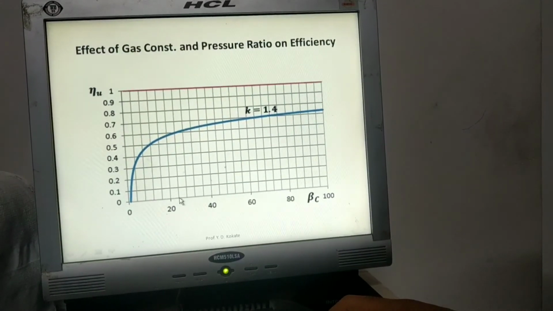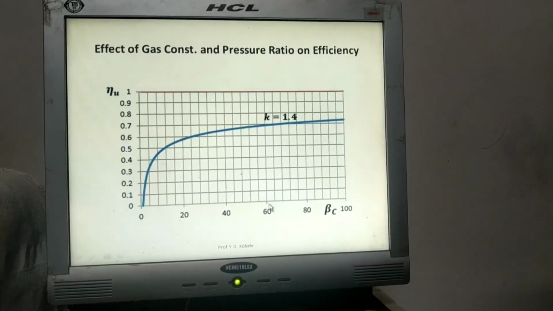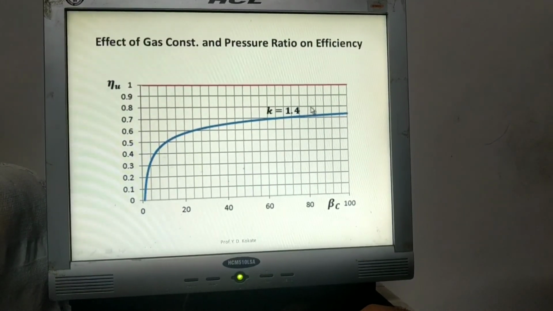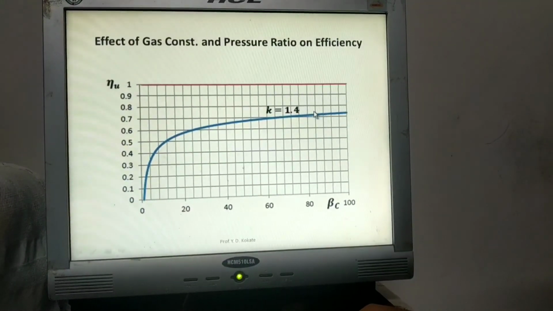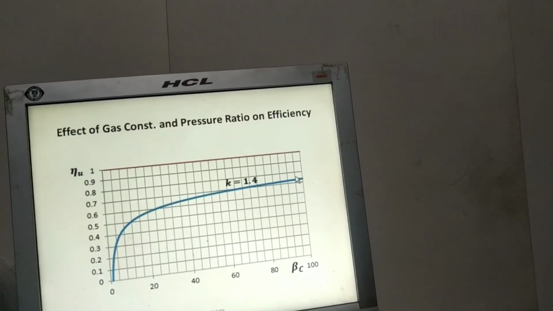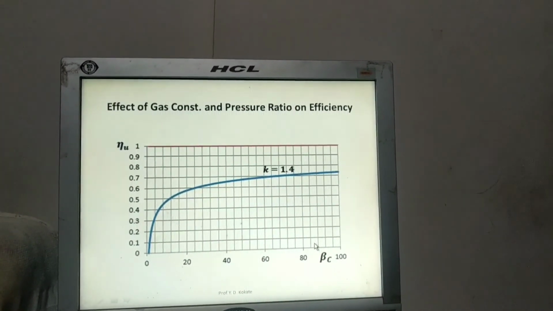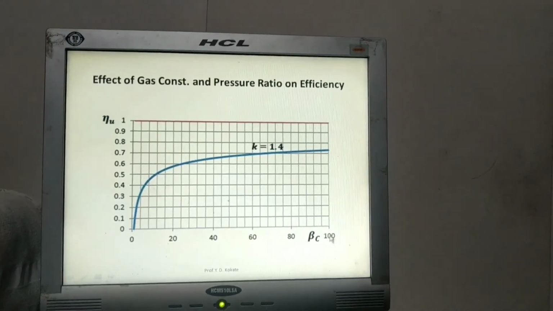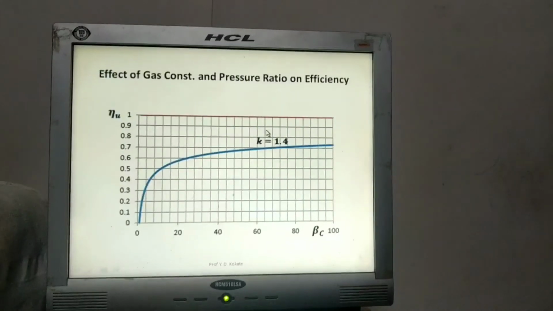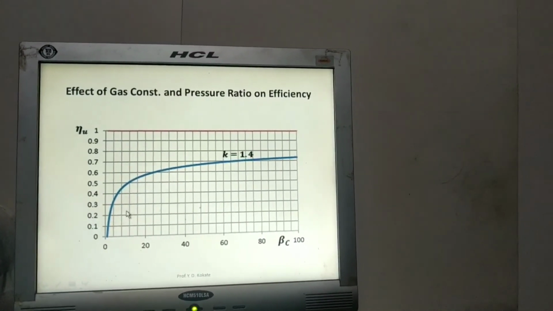So first of all, as we increase the pressure ratio, the efficiency increases drastically, and after that if I keep increasing the pressure ratio, it still increases, but the rate of increment decreases. So up to 70 or 80% efficiency is reached when the pressure ratio becomes 60-80. So from this we can conclude that as the pressure ratio increases and as the polytropic index increases, efficiency also increases.